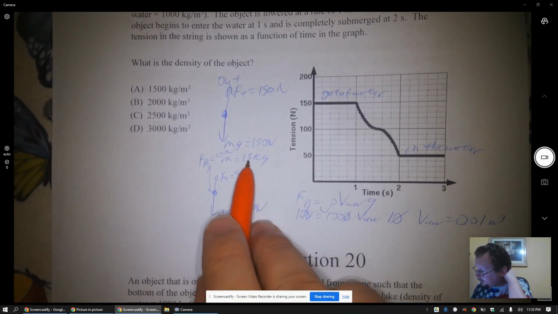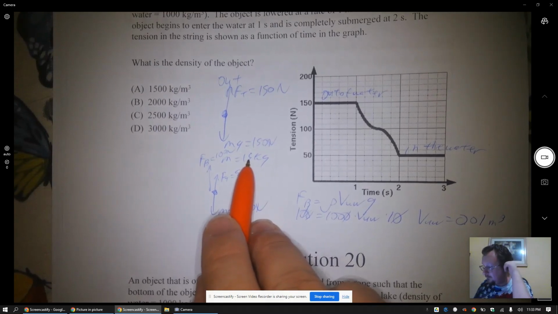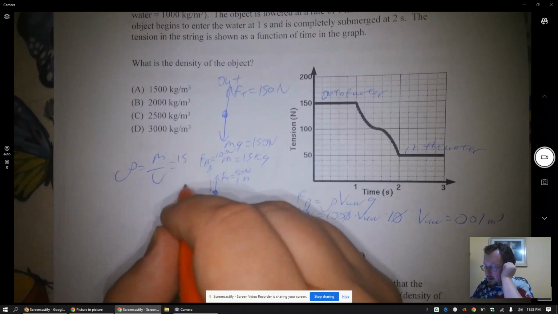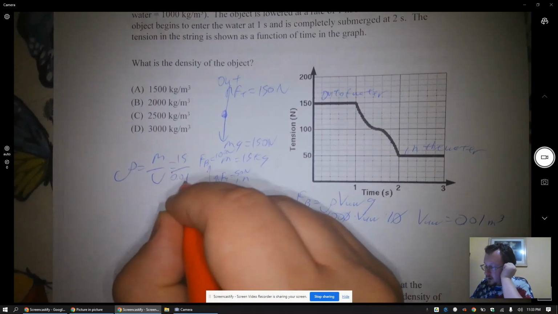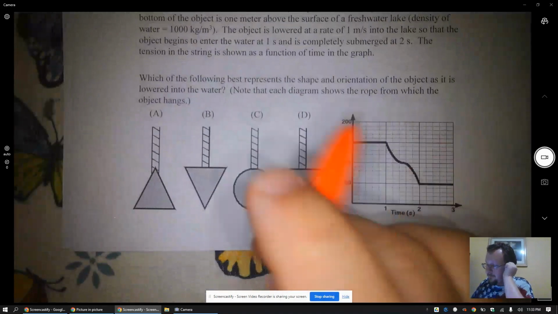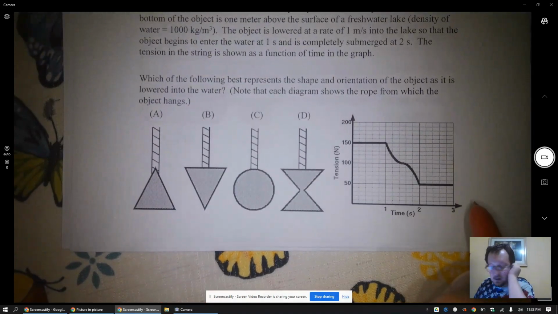So now I'm going to take 15, or the density equals mass over volume. That's 15 over 0.01, and that's 1,500 kilograms per cubic meter. Okay, which of these was the object that went in there?